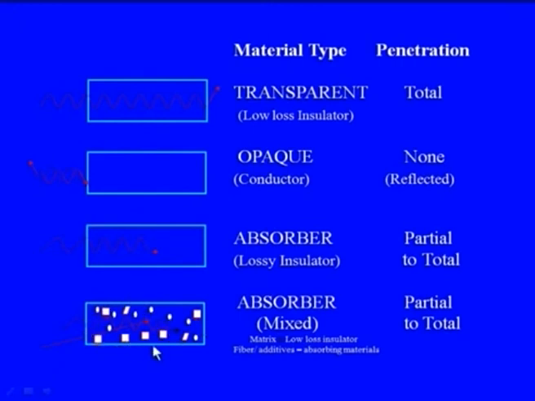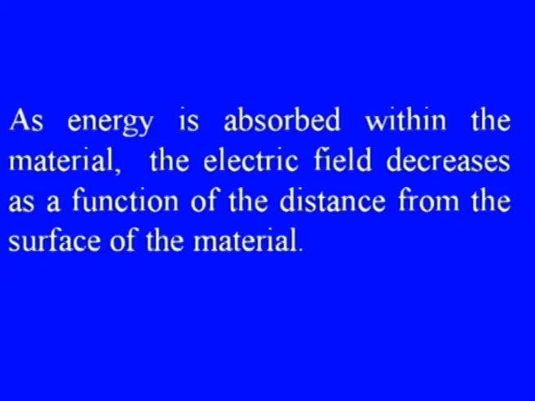Some materials are basically transparent, but if we mix some absorbing material inside, say these are the second phases, then because of the presence of this second phase, the microwave energy will be absorbed by the second phase and get heated up, and that heat energy will be given to the first phase, which is basically transparent. So, we can say this is a mixed absorbing system, or partial to total absorption can take place. As energy is absorbed within the material, the electric field decreases as a function of the distance from the surface of the material.